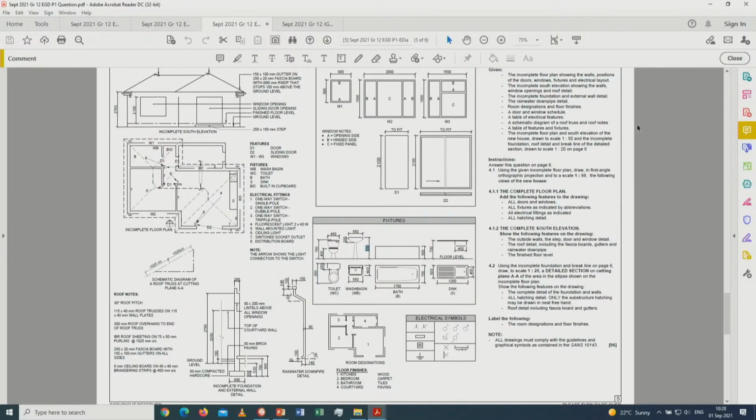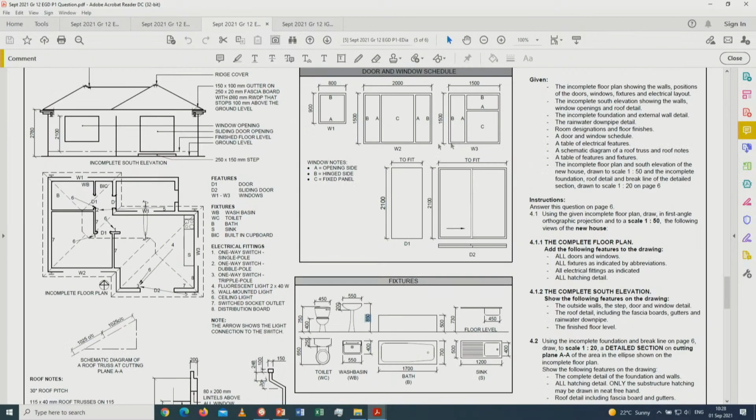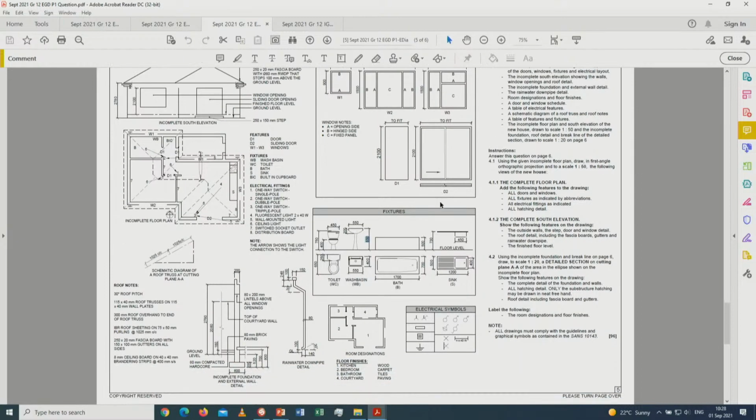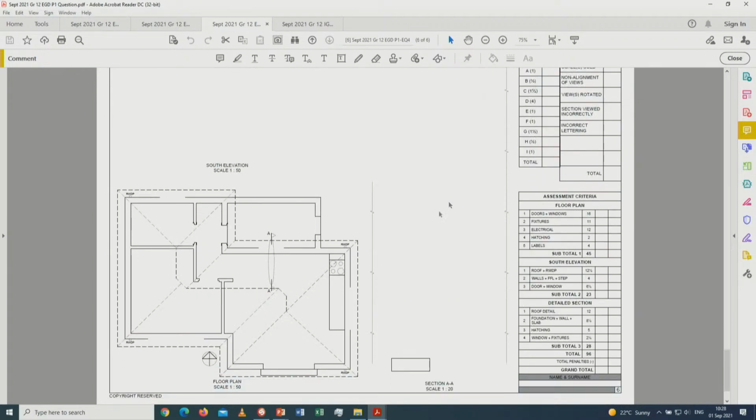questions. All right, he has to read through everything that has been given, all these features, all these tables and all those types of things. That's basically the first part of it. And then the last part of this question is saying to you, on the next page, page 6, this incomplete floor plan has been given to the learners. The roof detail and the door positions and those types of things have already been given. The window positions have already been given.